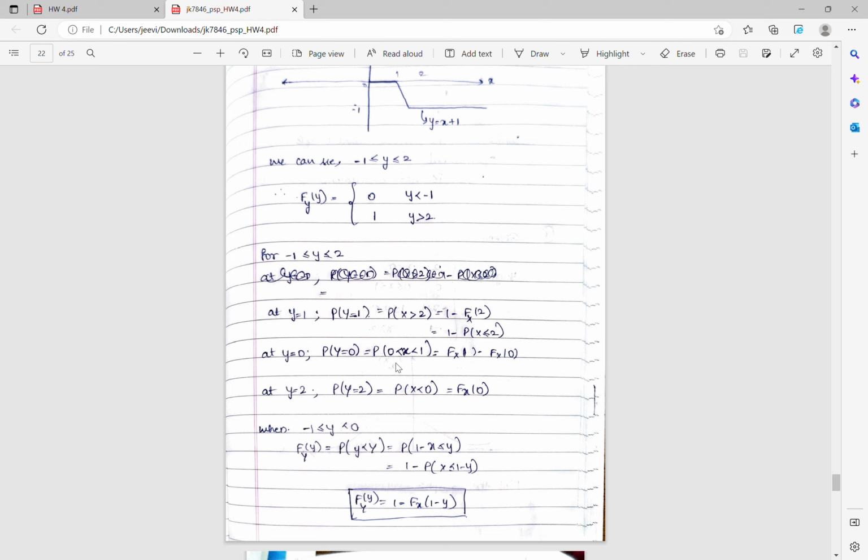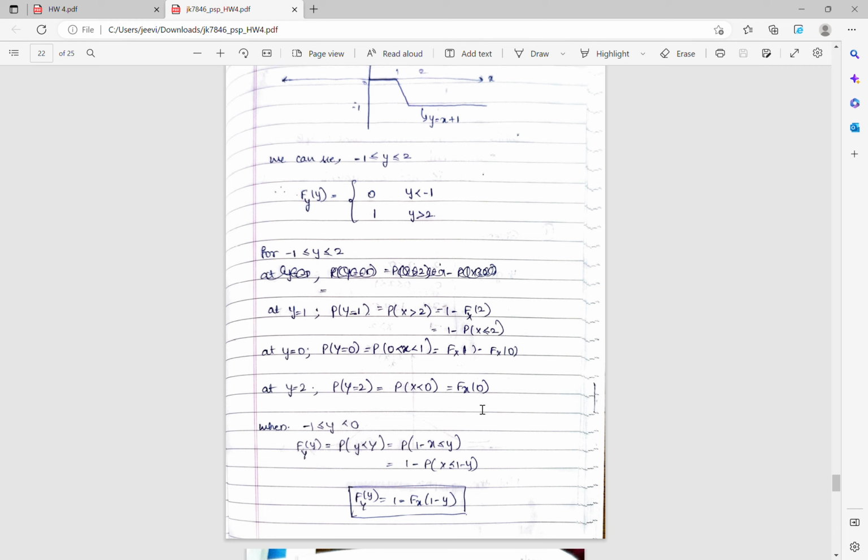At the same time, at y equal to 0, the probability of Y equal to 0 is equal to the probability of 0 less than X less than 1, which is equal to F_X(1) minus F_X(0). Similarly, at y equal to 2, the probability of Y equal to 2 is equal to the probability of X less than 0, which is equal to F_X(0).